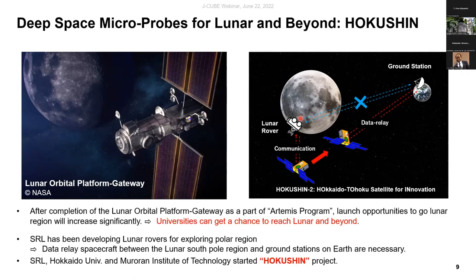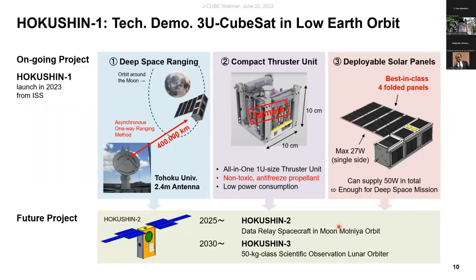Therefore, SRL, Hokkaido University, and Muroran Institute of Technology started the Hokshin project. Our first step is Hokshin 1, which is a 3U CubeSat designed to demonstrate three elemental technologies in low Earth orbit. First, deep space ranging is a technology to determine the orbit of the spacecraft using our new asynchronous one-way ranging method. We can measure a distance of 400,000 kilometers with a small antenna.